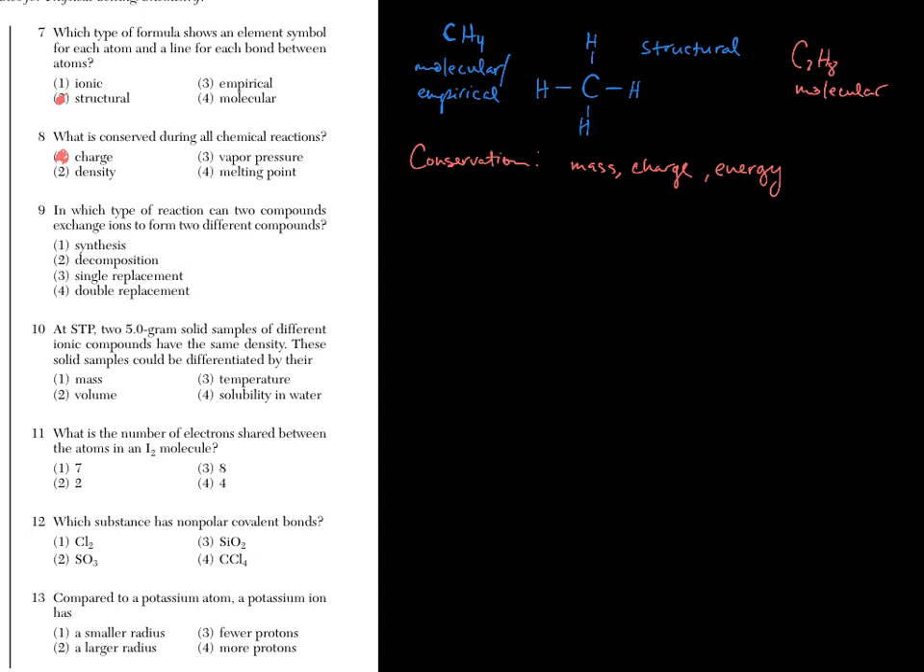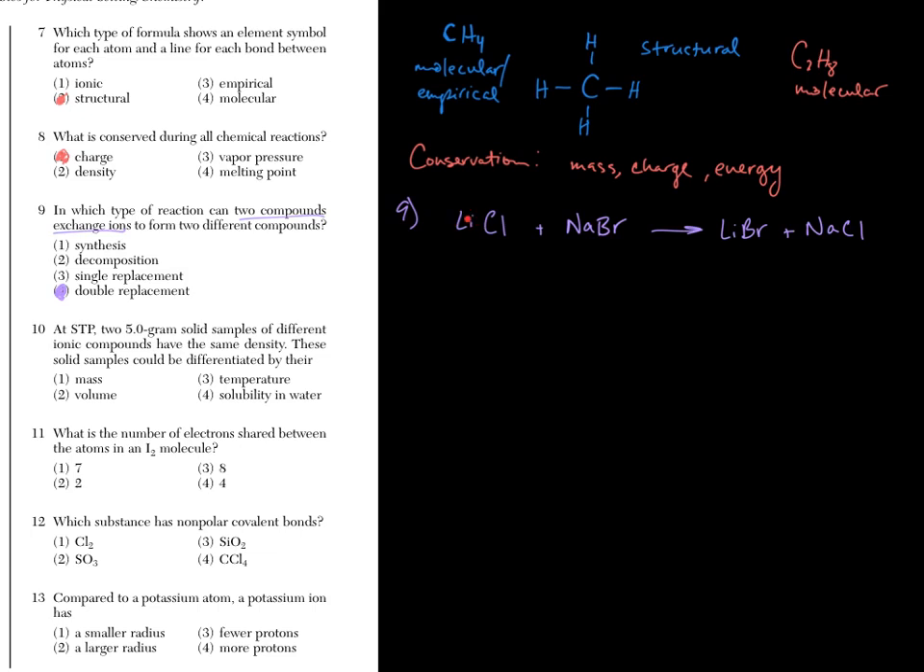Alright, number 9. In which type of reaction can two compounds exchange ions to form two different compounds? Okay, that is a double replacement. So when two compounds exchange ions, what we mean by that, let me show you an example. I just took a very simple example of two salts exchanging ions. So this is what we call a double replacement.